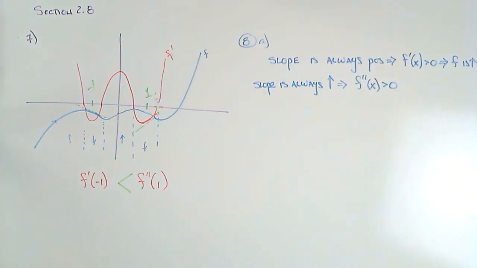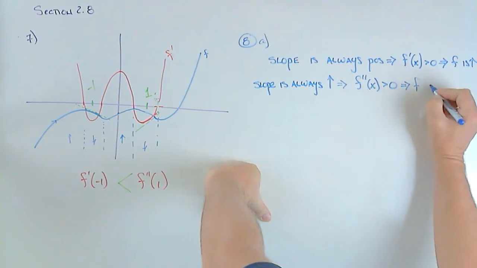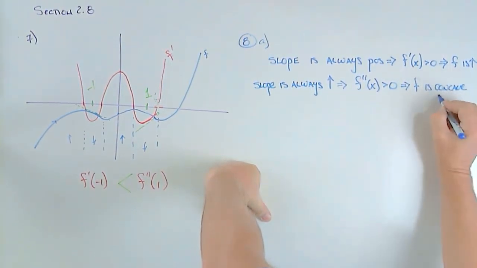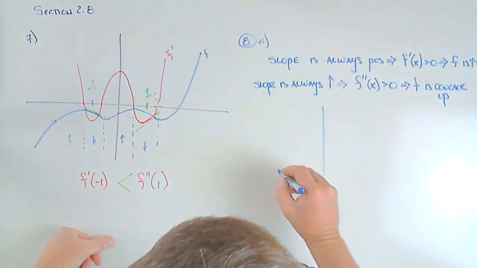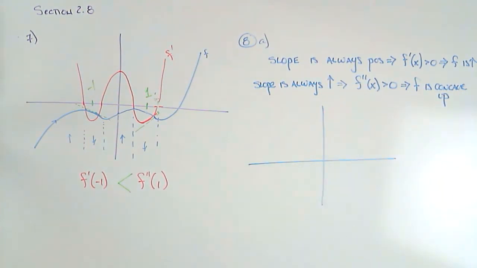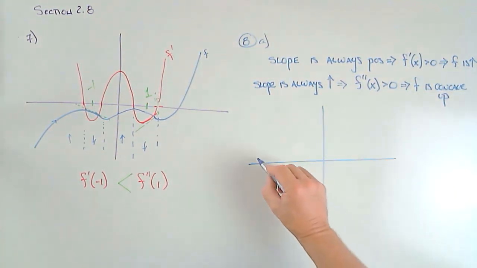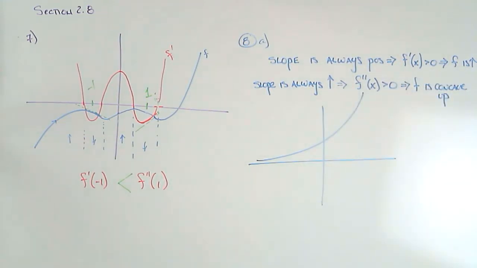is the second derivative. So the second derivative is always positive. That tells us f is concave up. So I need a graph whose slope is always positive. So I need a graph that's always increasing and concave up. A graph like this, for example, would work. Okay. Now you can do 8b and 8c.